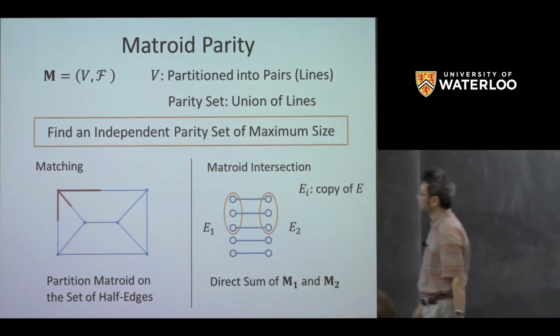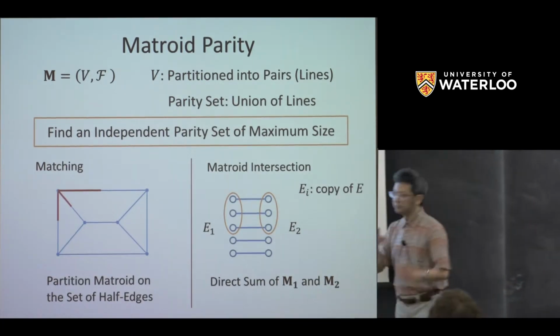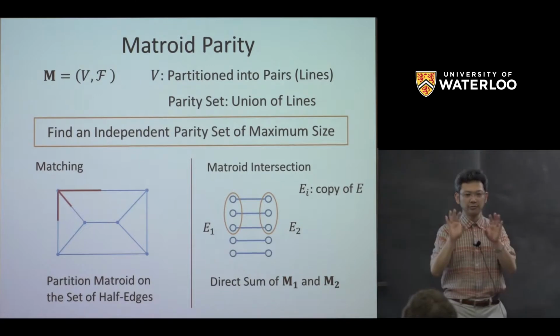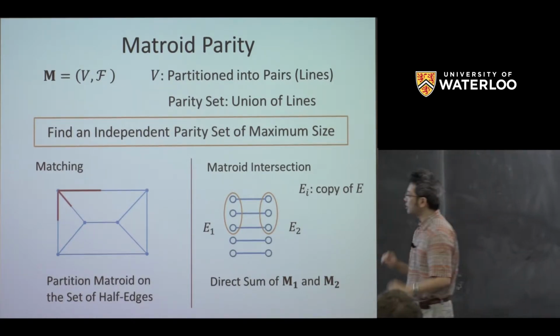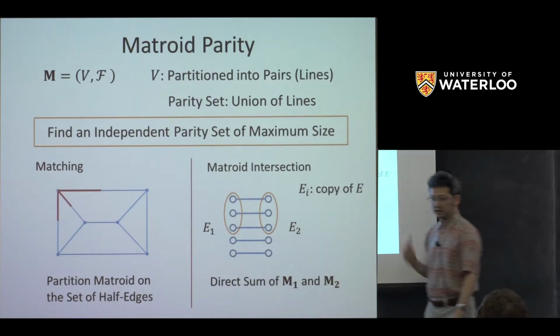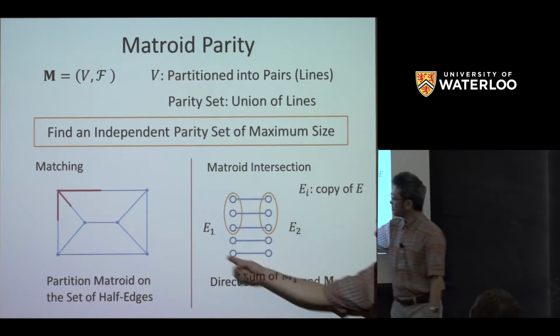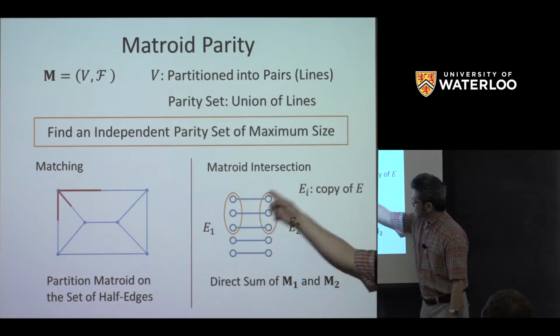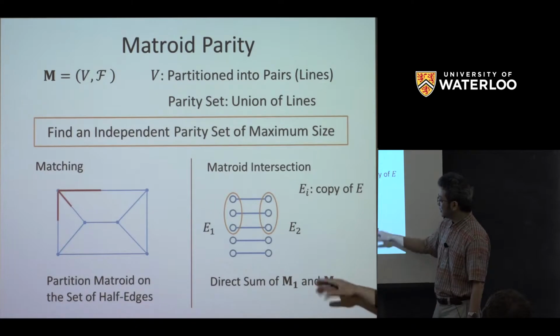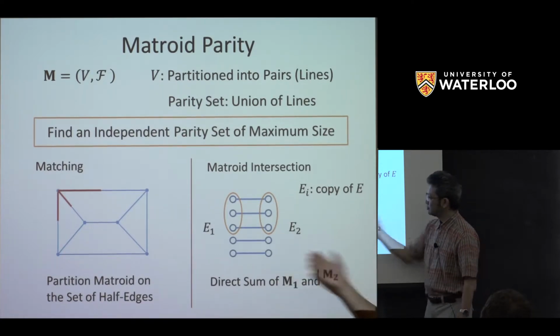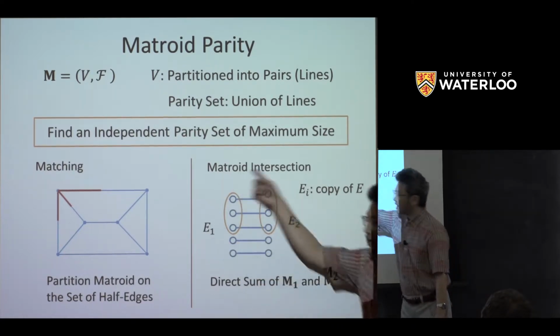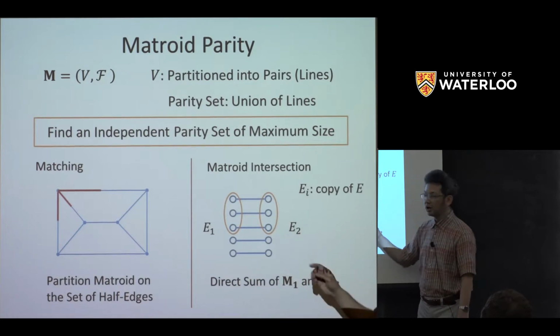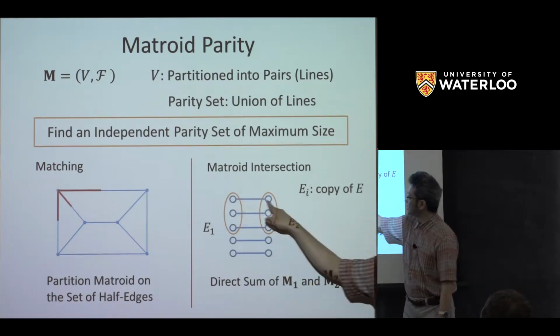Now, let me talk about matroid intersection. Suppose you have two matroids M1 and M2 on the same ground set E. Now, we make copies E1 and E2 of E, okay? And consider the matroid M1 on this side and the matroid M2 on that side. And now we consider the direct sum of these two matroids, the entire matroid on that ground set, okay? Now, if you choose that one, I want to choose that one as well.